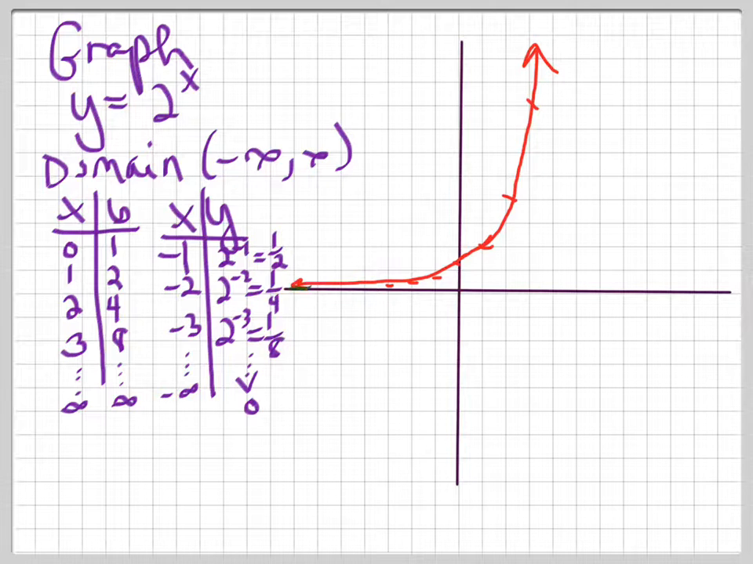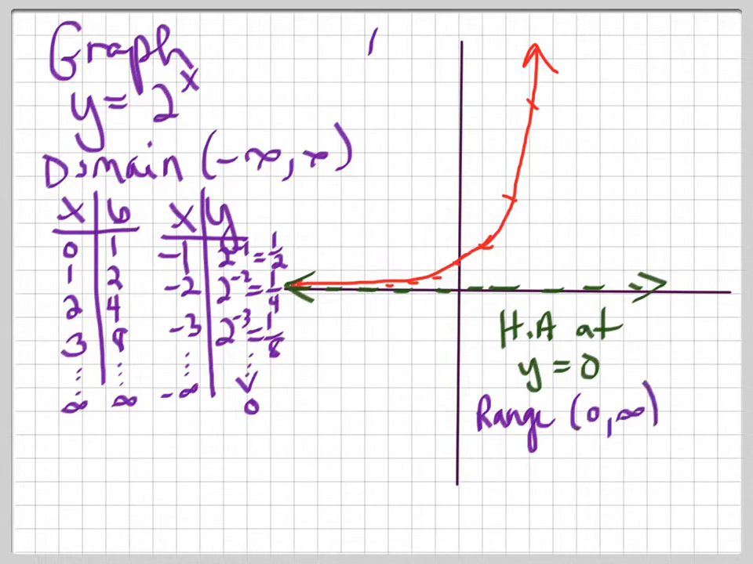So as I graph that, we see that that's going to form a horizontal asymptote. So I've drawn the horizontal asymptote in green. So it's never actually going to hit the x-axis, it's just going to get closer and closer and closer. So we have a horizontal asymptote at the line y equals 0.